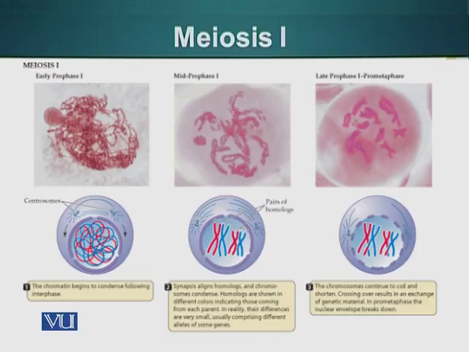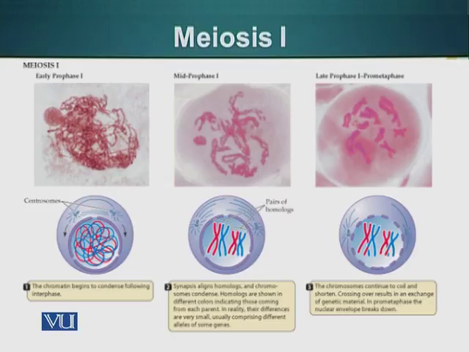In early prophase 1 we cannot see the chromosomes as discrete structures, but in mid prophase, the next stage, we are able to see the chromosomes as discrete structures. Even at this stage, the nuclear membrane is still intact. The centrosomes are continuing their migration towards the opposite ends of the cell.